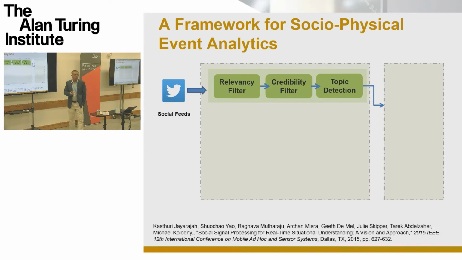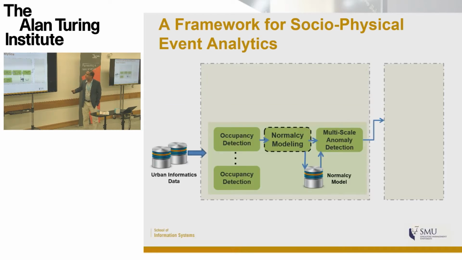The main message that I wanted to say there was that social relationships often explain events or help detect events that aggregate statistics do not. Now, what is the first and overall framework that we have constructed? You can think of social feeds, and this is work a lot of people have been doing. This is not our work. You have to look at relevancy, you have to look at credibility, you do topic detection.